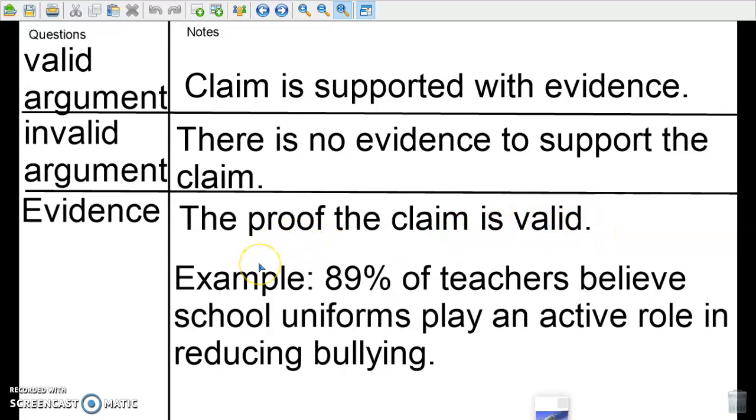So for example, my evidence would be 89% of teachers believe school uniforms play an active role in reducing bullying. So my example of evidence is actually a statistic. The statistic shows the number, so I'm backing up my I think statement with the statistic that I have here. Remember, you're always free to pause the video so you can catch up with reading and writing your notes.